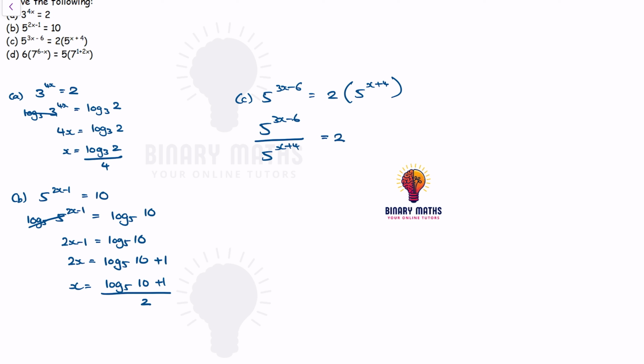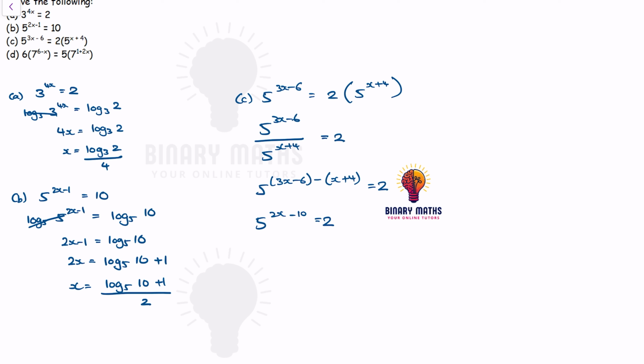Now the laws of indices tell me I can simplify this. 5 to the power of 3x divided by 5 to the x is the same thing as 5 to the power of 3x take away x, which is 2x. Maybe I should write an intermediate step. So this is the same thing as 3x take away 6. Because it's dividing, we subtract the indices, is equal to 2. So I end up getting 3x take away x, which is 2x, minus 6 take away 4, which is minus 10, is equal to 2. Now we've got it in the form that we're used to.